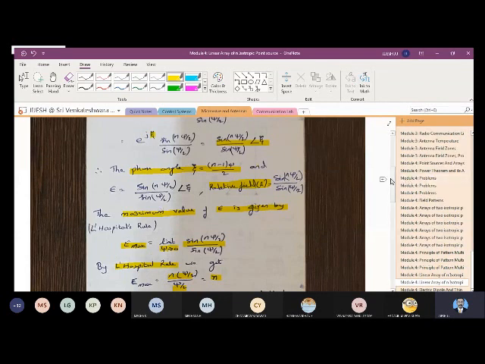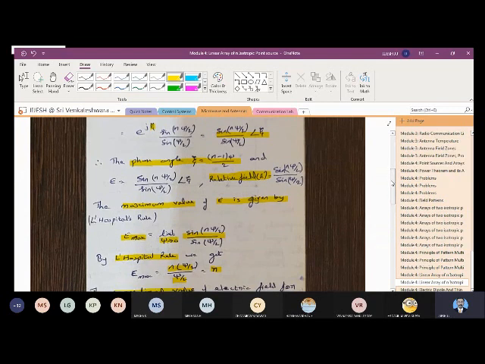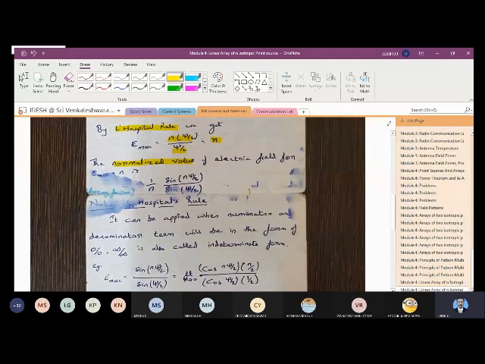So most of you may know L'Hospital's rule. If some of you don't know that, we will also discuss that as well. When you use L'Hospital's rule, you will get it as n. So what is L'Hospital's rule?